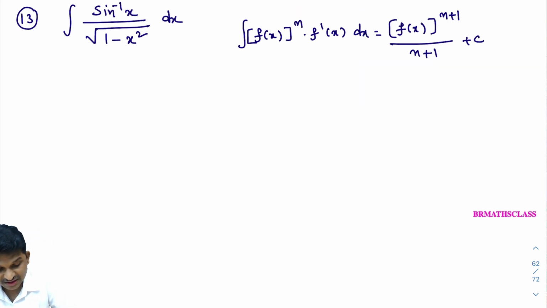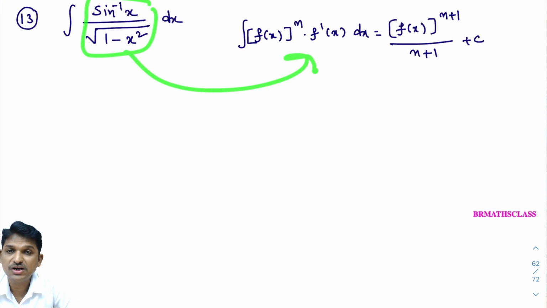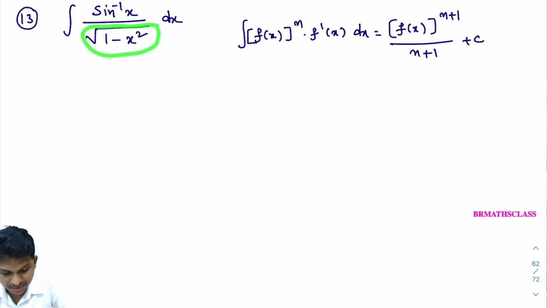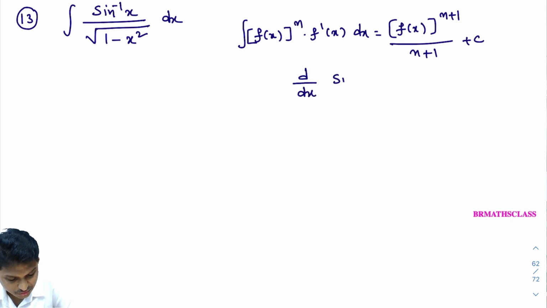Okay, first thing, this given function is of this form, f of x whole power n into f dash of x dx. I'll check it. Here 1 divided by root over 1 minus x square is there. To do this problem, you must know this: derivative of sine inverse x. In differentiation, we learned this formula.